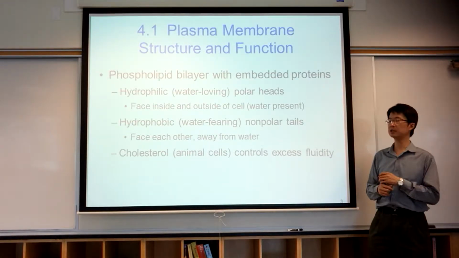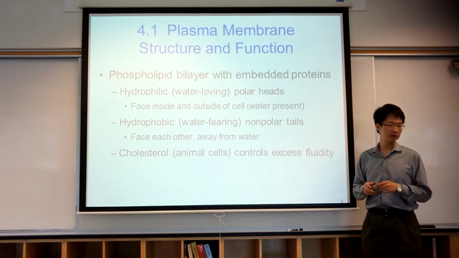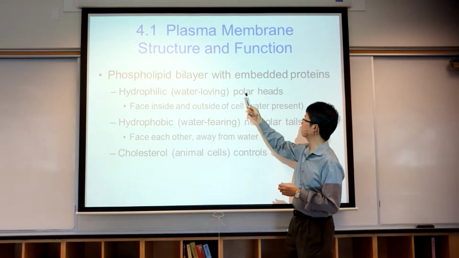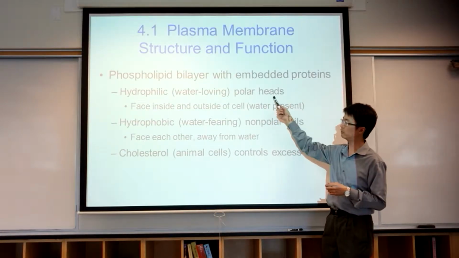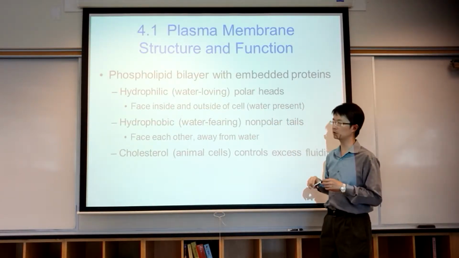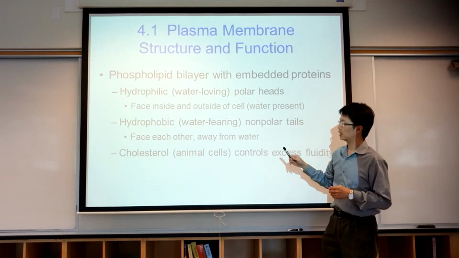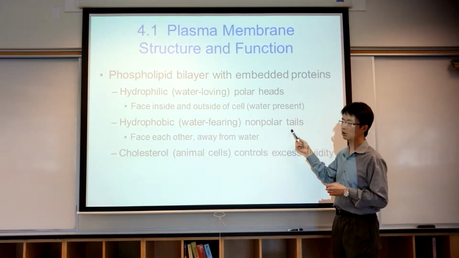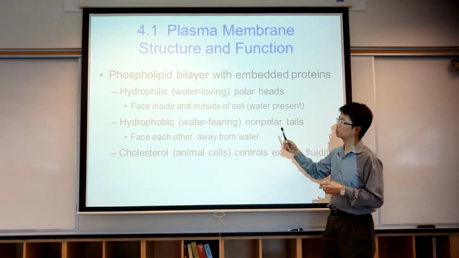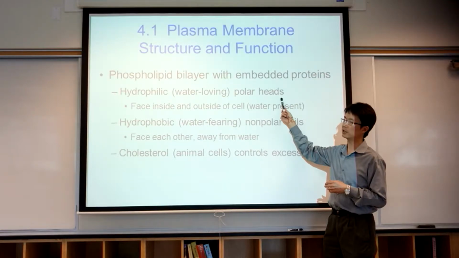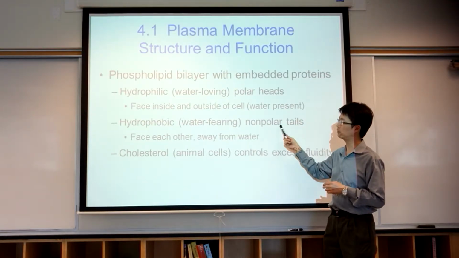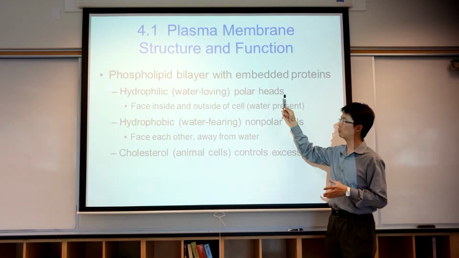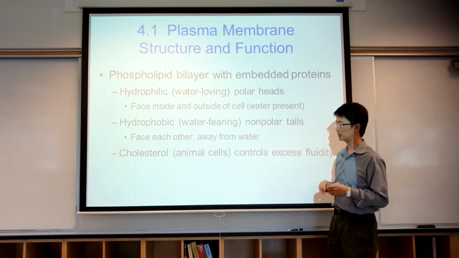And the plasma membrane is made up of a phospholipid bilayer. It has the hydrophilic, that means water-loving, polar head, and this hydrophilic polar head is the phosphate group. And then we have the hydrophobic, or water-fearing, non-polar tails. Those are the lipid tails. So the hydrophilic polar head is the phosphate group, and the hydrophobic non-polar tails are the lipid tails. Usually it's one polar head with two lipid tails.